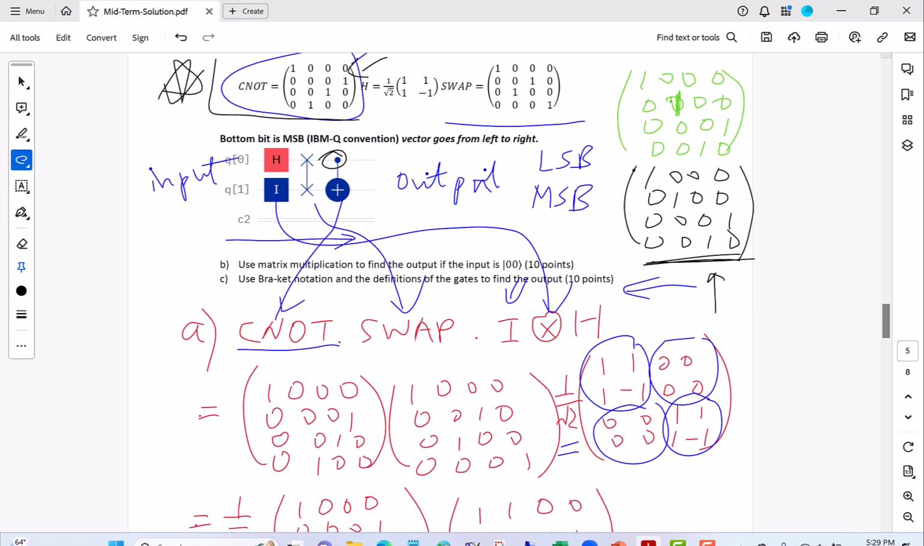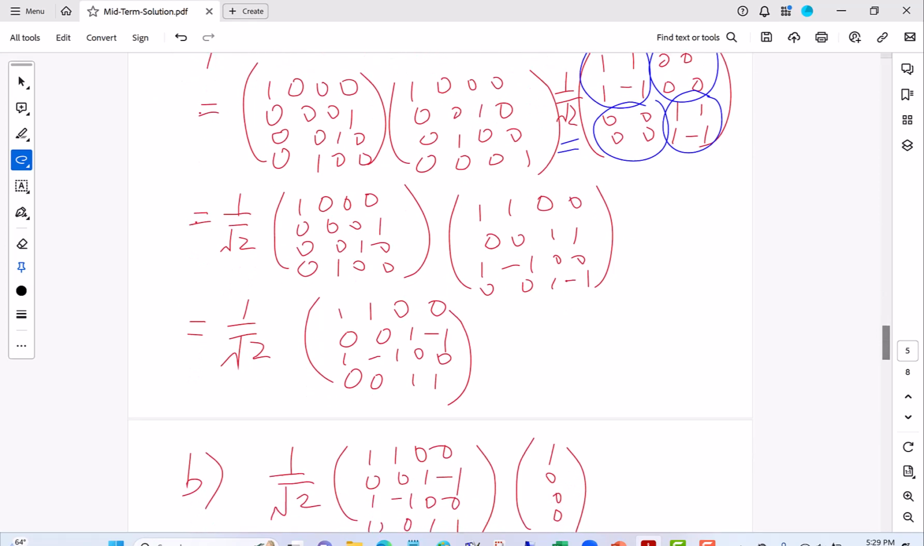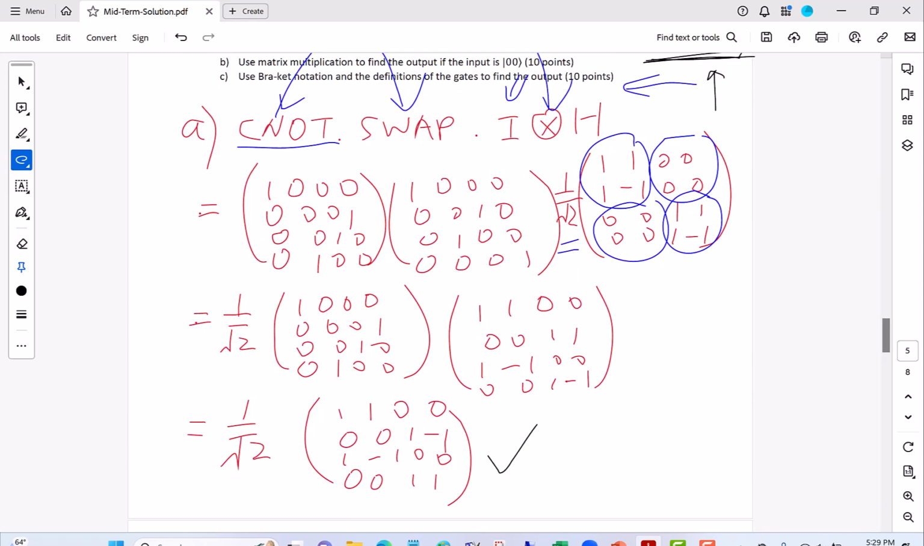So then the rest is just matrix multiplication. Let's not spend time on this. Then eventually you get this, right? So again, the whole circuit, any quantum circuit at the end is just a matrix multiplication, unless you have measurement.